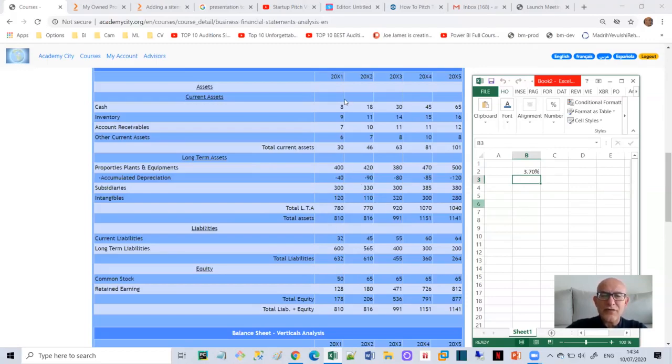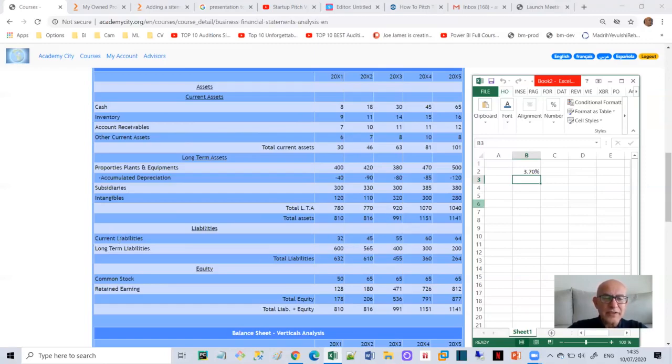We do the same things for every number here. For the second year, we use the total assets for that year as the 100%. So then we will divide 18 divided by 816 will give me the ratio, how much is the percentage of cash out of the total assets. We do the same things for every account here.